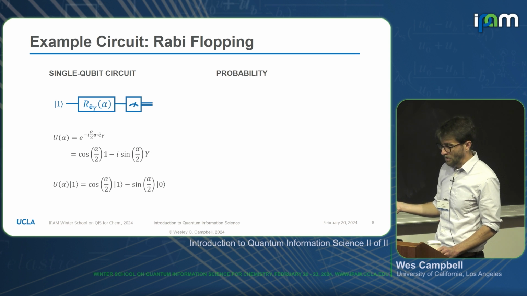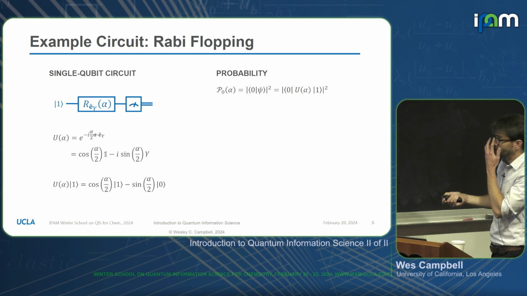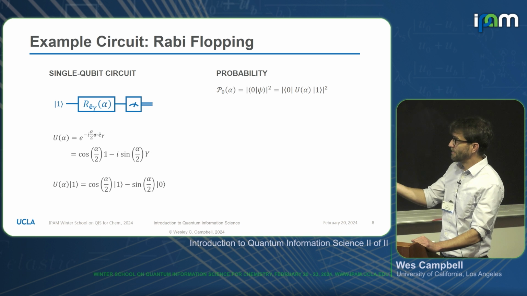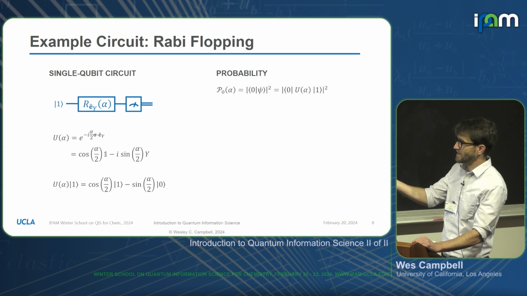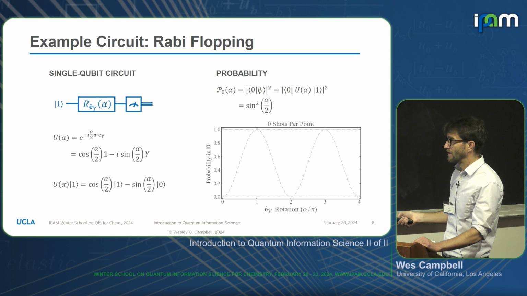What are we going to get? Well, we can look at the probabilities. The probability that we measure 0 is going to be the overlap between 0 and the state that we're in, mod squared. And we can create the state that we're in. Remember, we started in 1, and then we have some time evolution operator, some propagator associated with that. And it's going to be sine squared of alpha over 2.